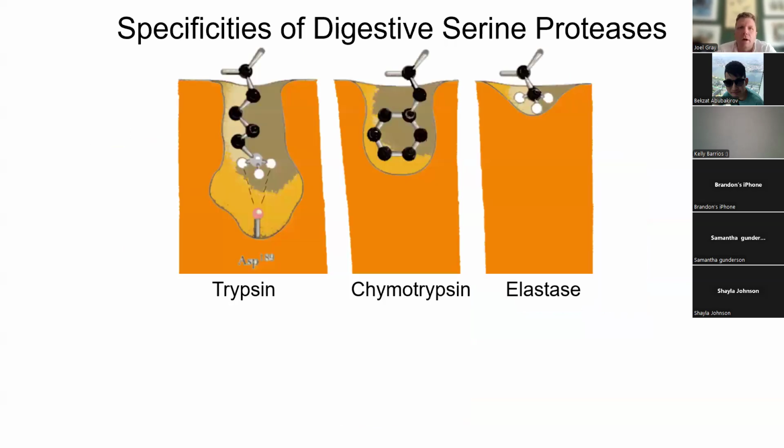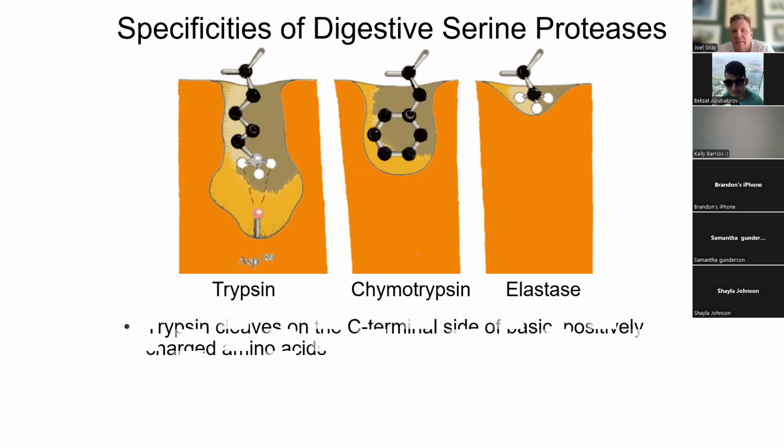Now, all of these proteases vary in terms of what they cut after. So they are going to look at the primary structure of a protein and they're going to say, well, I'm going to cut after this amino acid. So trypsin, chymotrypsin, and elastase are all proteases that are going to cut with a different pattern. Trypsin cleaves on the C-terminal side of a basic positively charged amino acid.